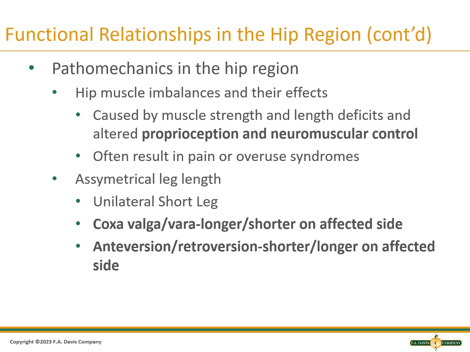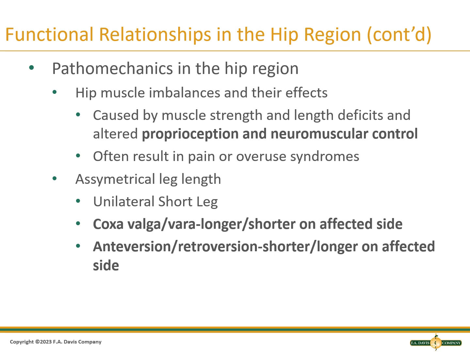This often results in pain or overuse syndromes where there's compensatory shortening of one side of the joint and compensatory lengthening of a muscle on the other side of the joint, both contributing to proprioceptive deficits, both contributing to strength deficits, both contributing to muscle firing deficits.